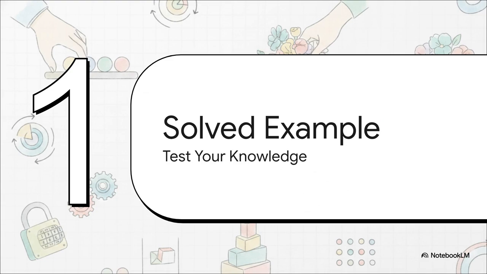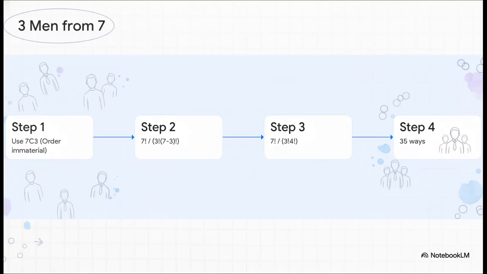Let's prove that this works with a solved example. Okay, imagine an exam question asks, in how many ways can you choose a committee of 3 men from a group of 7 men? First thing you do, pause and ask yourself, does order matter? No, it's a committee. It's a choice. So we are using combinations.